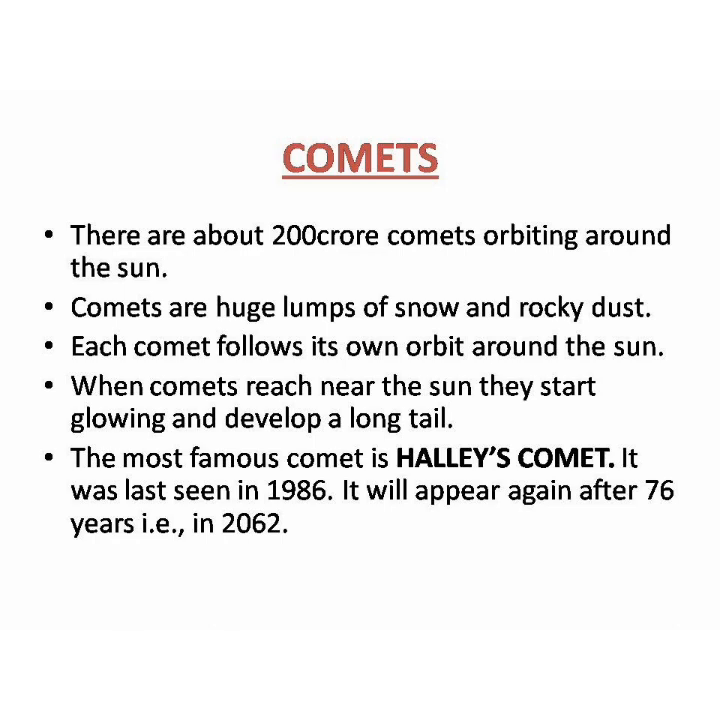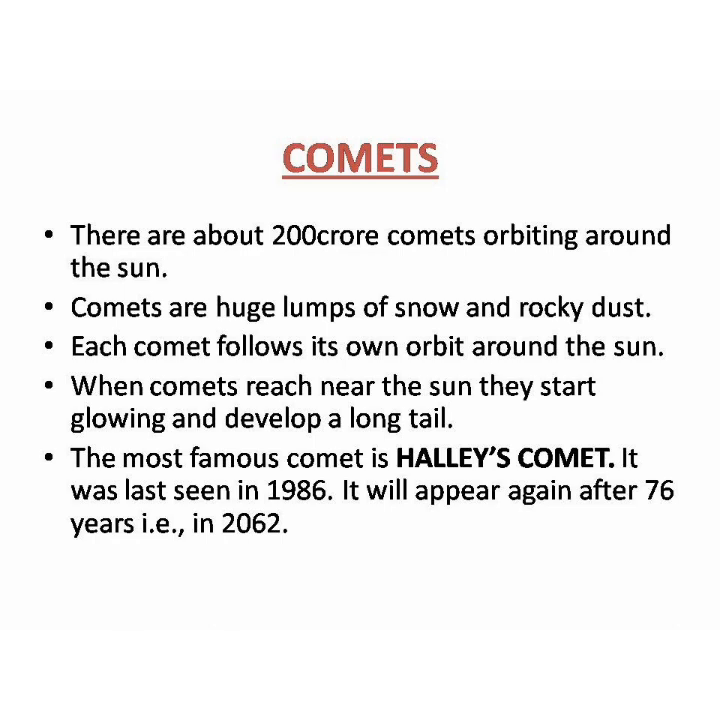Comets do not have their own heat and light. They reflect the light of the sun only, like planets, satellites, asteroids, and meteors. They also do not have any heat and light of their own, and they reflect the light of the sun only. When a comet reaches near the sun, it starts glowing and develops a long tail. Okay, so it becomes a fireball. When it reaches near the sun, due to the sun's heat, it changes into a fireball and starts burning.